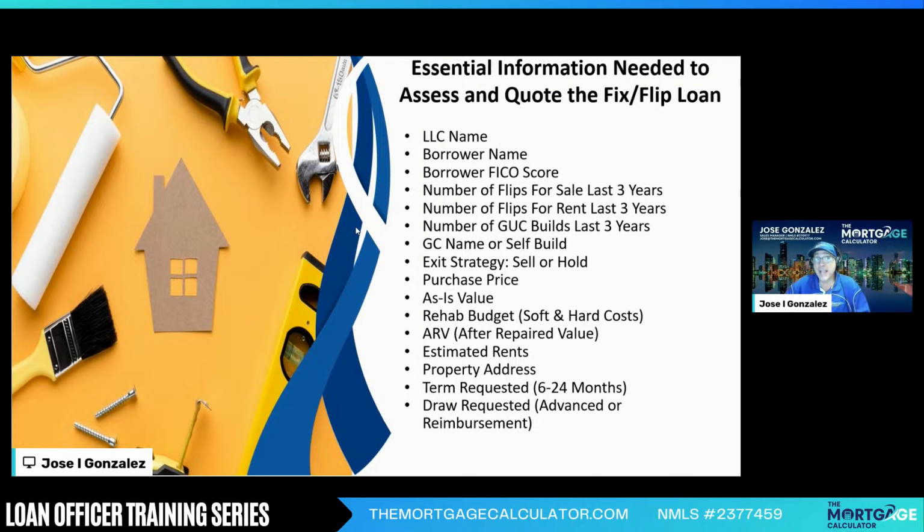The name of the LLC or the entity that the property is going to be held in. These fix and flip loans can never be in a personal name, they're always going to be in an entity. Who's the borrower name? Because that's going to be the guarantor. What's the borrower FICO score? Because again, they're going to be the guarantor.